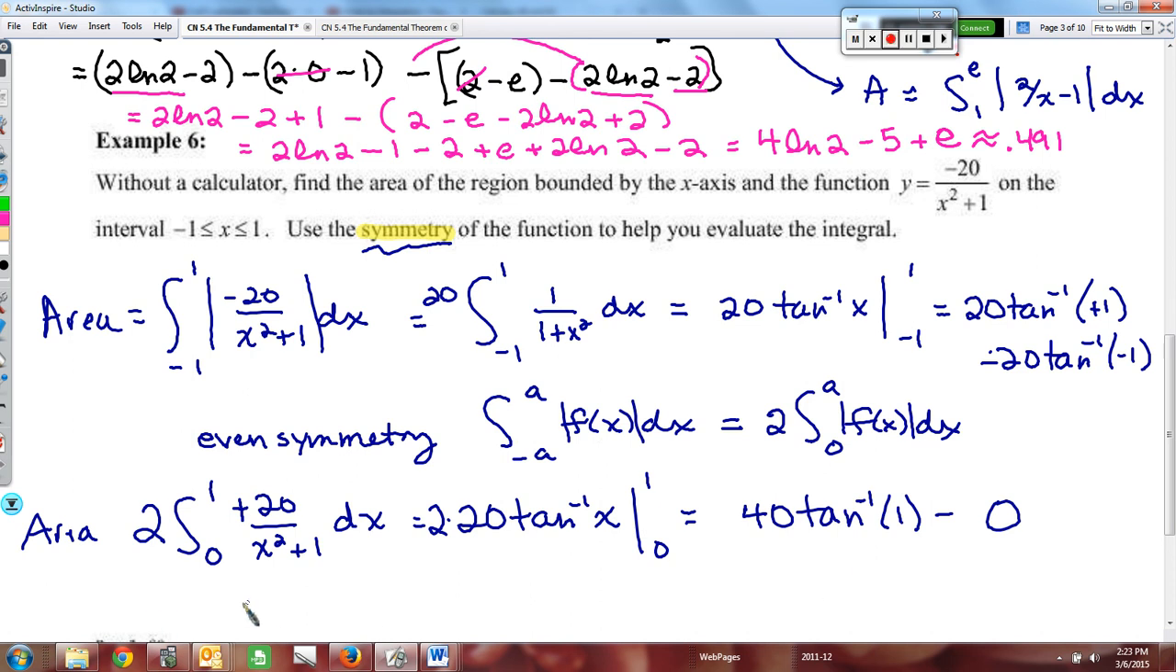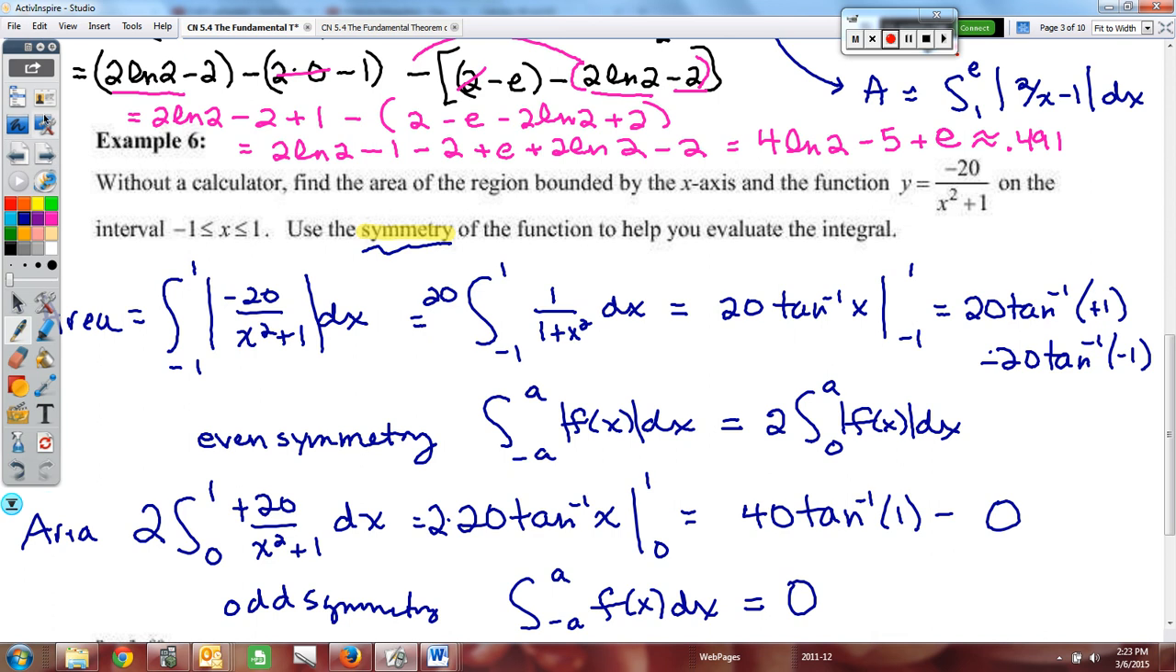And then if you had a function that has odd symmetry, the values are always opposite on either side of the origin. So if you were doing -a to a of a function that was odd, then you wouldn't do anything. You would simply say that it's equal to 0.